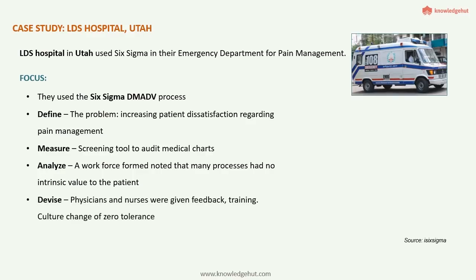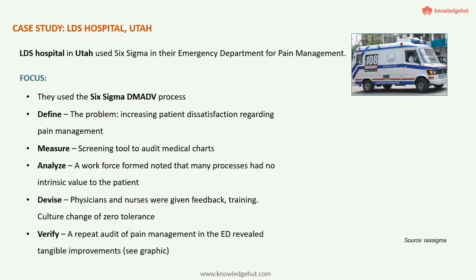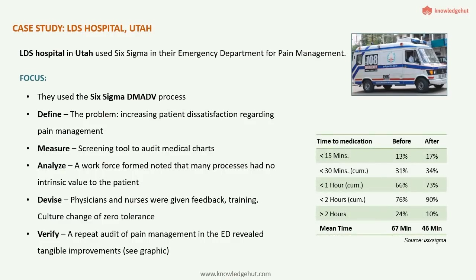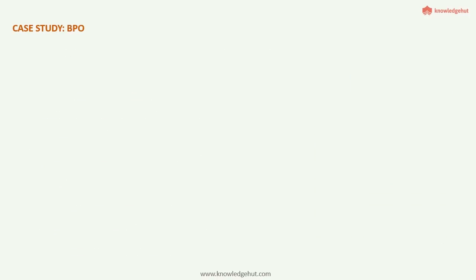In the Improve phase, the physicians and nurses were given feedback regarding an initial pain management audit, and an educational initiative regarding pain management techniques was begun. Ways to decrease the time to pain control were sought. An attitude of intolerance for untreated pain was fostered. So that's a culture change. And lastly, in the Verify phase, a repeat audit of pain management revealed tangible improvements, which you can see in the table in before and after. Time to pain management went down from 67 minutes to 46 minutes, and untreated pain dropped from 39 to 11%. Also, the overall patient satisfaction scores had improved.